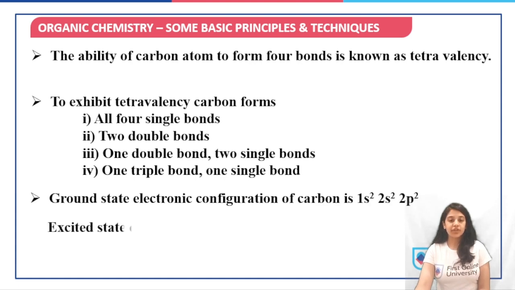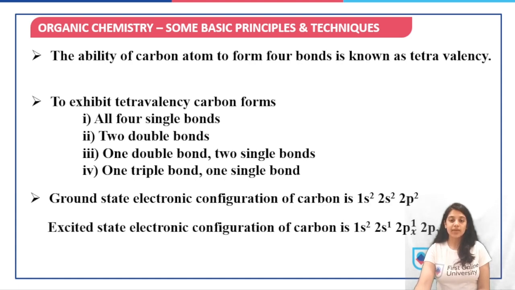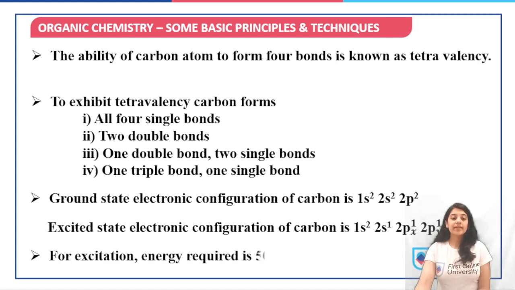Ground state electronic configuration of carbon we know is 1s2, 2s2, 2p2. And the excited state electronic configuration of carbon would be 1s2, 2s1, 2p1, 2p1, 2p1. Now here, one of the electrons from the 2s orbital is going to jump into the 2px or 2py or 2pz, any of the orbitals that would not be containing an electron. For excitation, energy that is required is 501.6 kilojoules per mole.